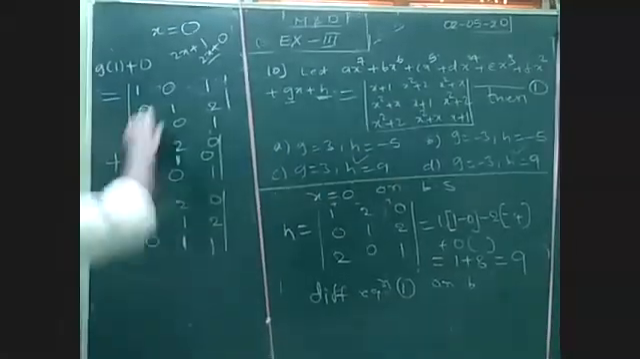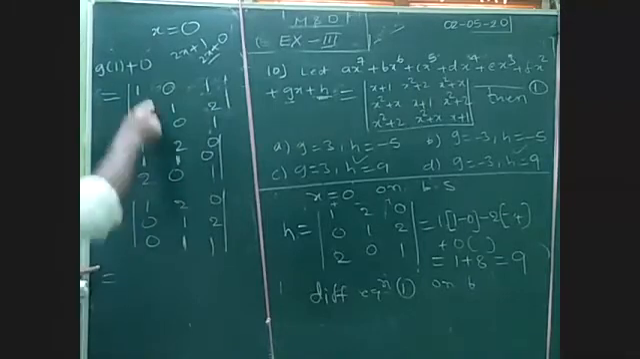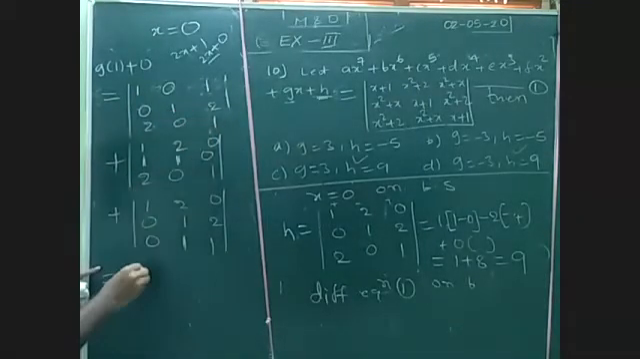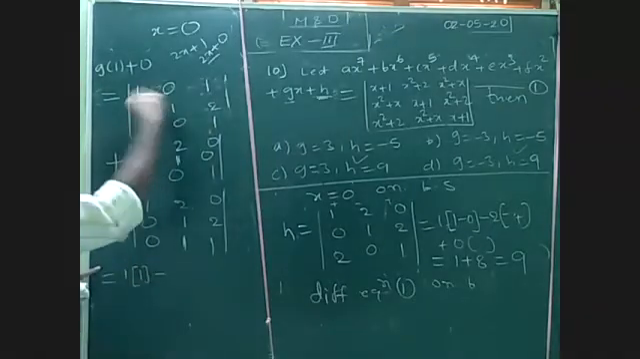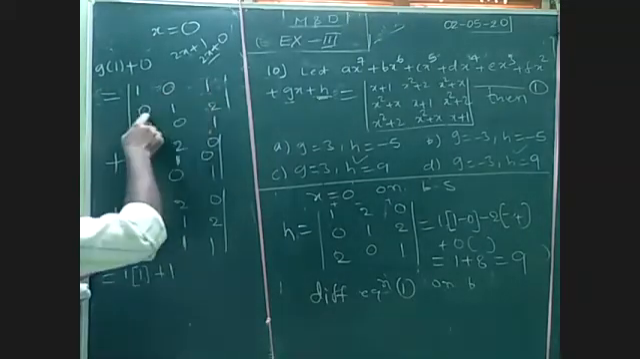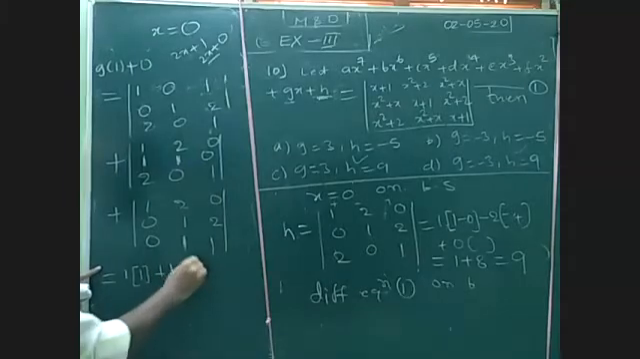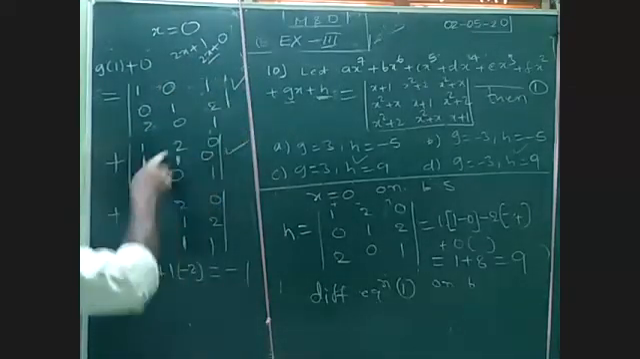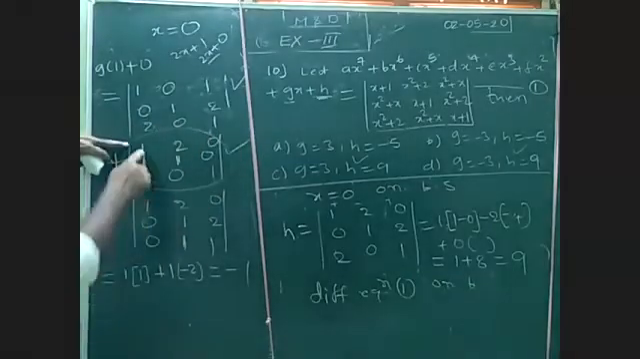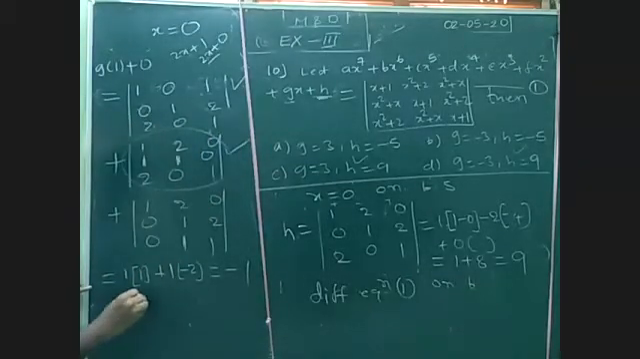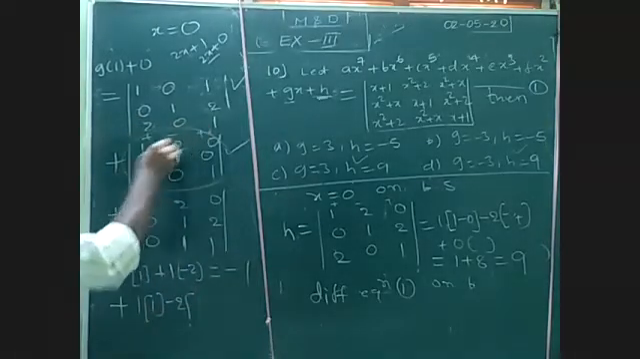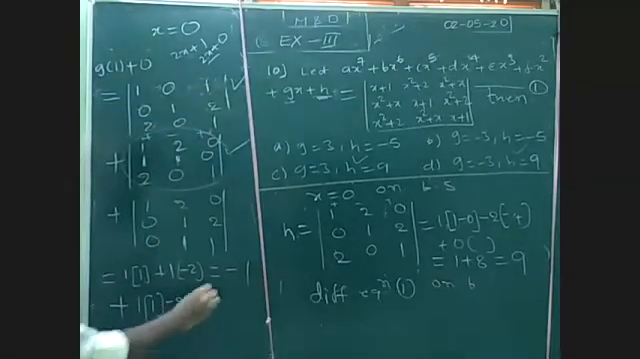Right, now find all these three determinants. The first determinant value is 1 into (AD minus BC), which is 1 only, plus 0 into its value which is 0, plus 1 into (AD minus BC), which is minus 2. So this is equal to minus 1. The first derivative is minus 1. Now I want to simplify the second determinant. Again, plus 1 into (AD minus BC) means 1, and minus 2, minus 2 into (AD minus BC) which is minus 4.